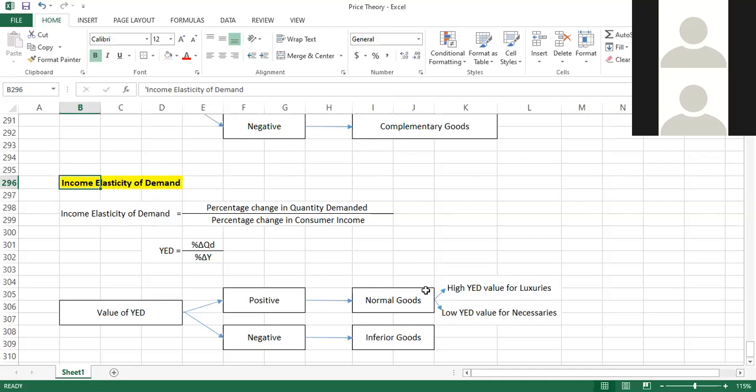Okay. Then maybe we can take a 15 minutes break, and after that we'll discuss elasticity of supply. It is a small part, so we don't have to spend much time, and we can start government intervention.